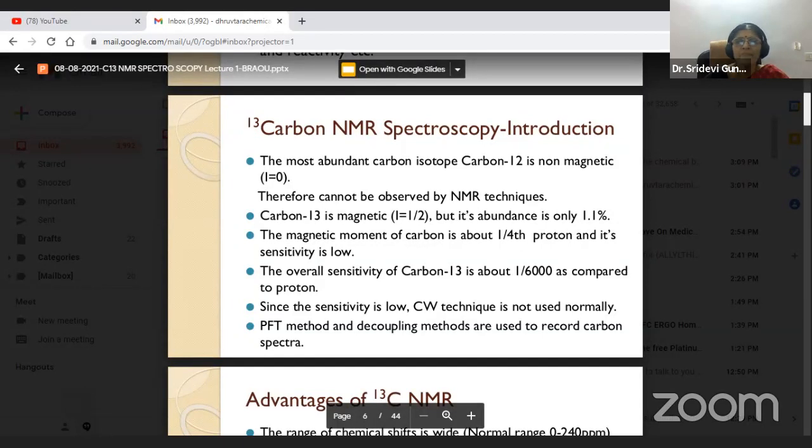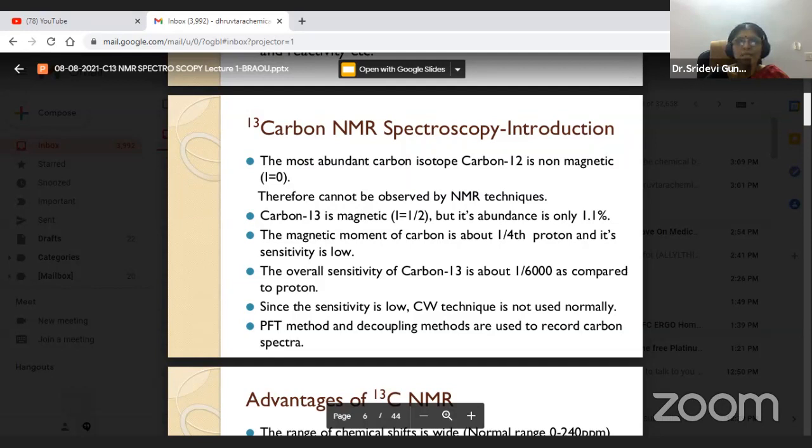That's the reason why, when you want to record proton NMR, small samples are enough. 5 mg, 10 mg is enough. Whereas if you want to record C13 NMR, you need a little bit more sample. However, we now have advanced instruments wherein you can get a good C13 NMR spectrum from less sample. But even then, proton NMR is going to be more sensitive. It requires a very small sample as compared to C13 NMR.